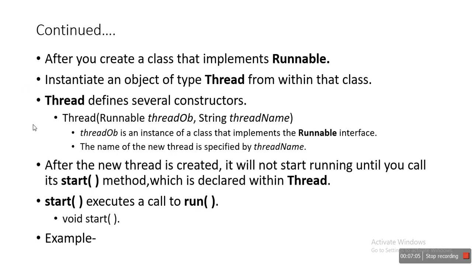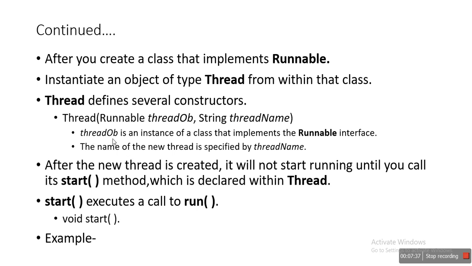Just remember this. See this Thread constructor, we are passing two arguments. Here is the Runnable thread object, meaning the object of a class which is implementing the Runnable interface. Now a String threadName. The thread name is anything you can specify, any name you want to give to that particular thread.